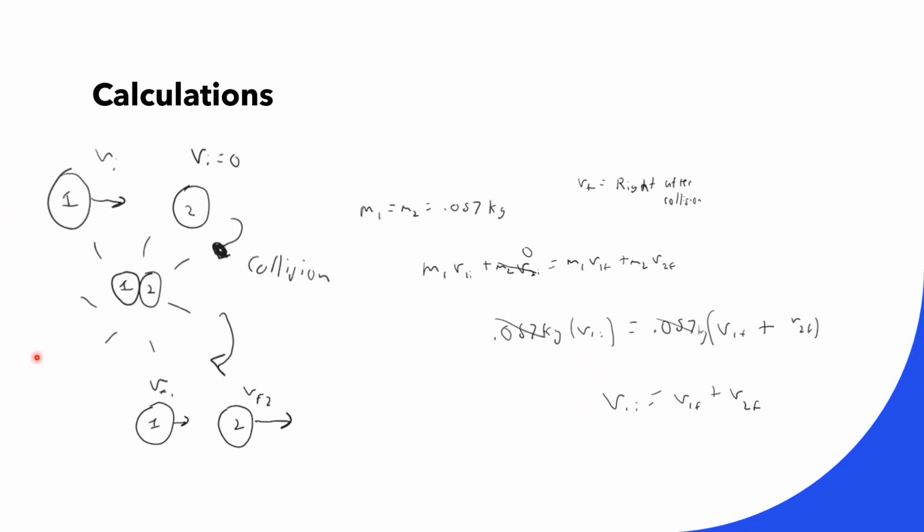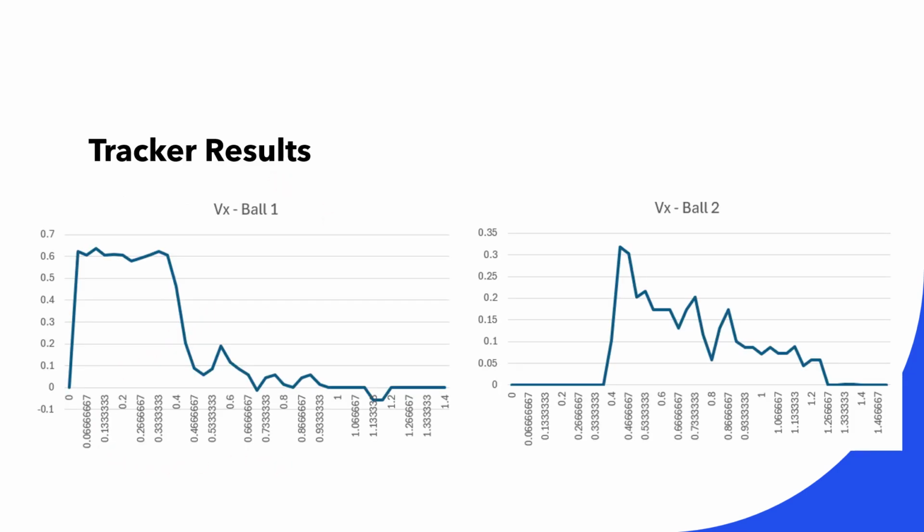Here's a little diagram showing this collision on the left. So we can see initial velocity here, zero velocity here for its initial for ball 2. Collision happens, non-zero velocities for both of them. So here are the Tracker results. We can see that right here at about 0.4 seconds on both graphs, the collision happens because ball 1's velocity shoots straight down as it's slowed and that energy is transferred to ball 2, and then ball 2's velocity shoots straight up as the energy from ball 1 is transferred to ball 2.